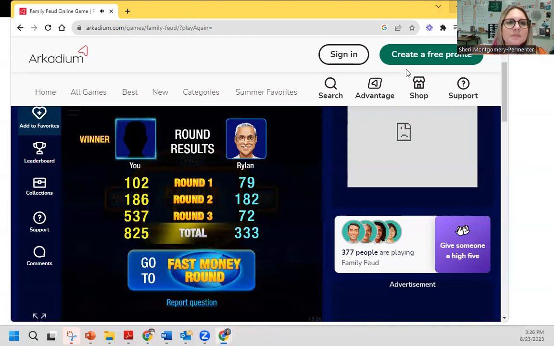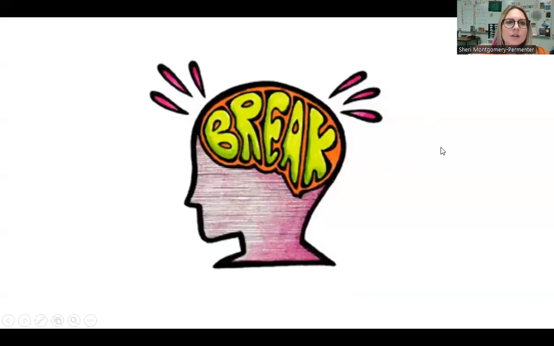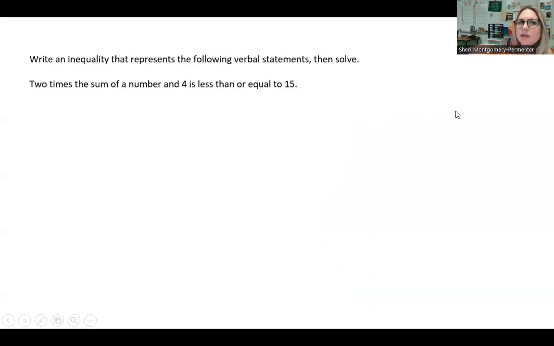So we're going to write our equation for the next one, and then we'll take a break, and then we'll come back and solve it. And we are almost done for today. The next problem is writing an inequality that represents the verbal statement.